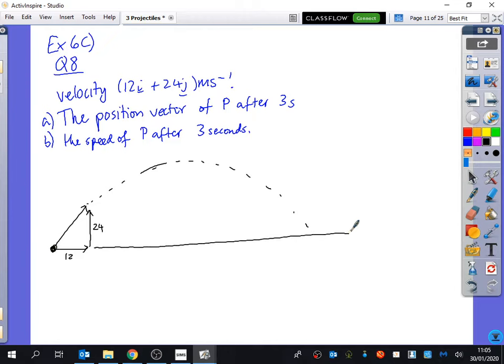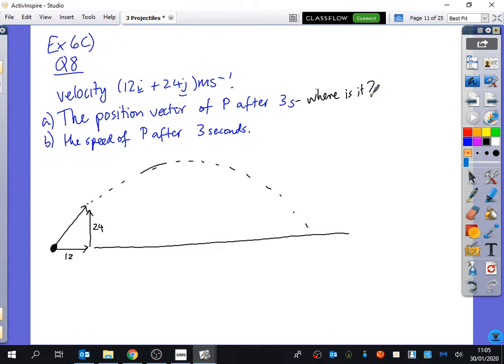And we need to find out the position vector. Now, probably the thing that might have put some of you off is it asks for the position vector. But this is the origin that it's being projected from. So that's got a position vector of 0, 0. All it's asking is, where is the particle after 3 seconds? That's what it's saying. The position vector of P after 3 seconds is just saying, where is it?